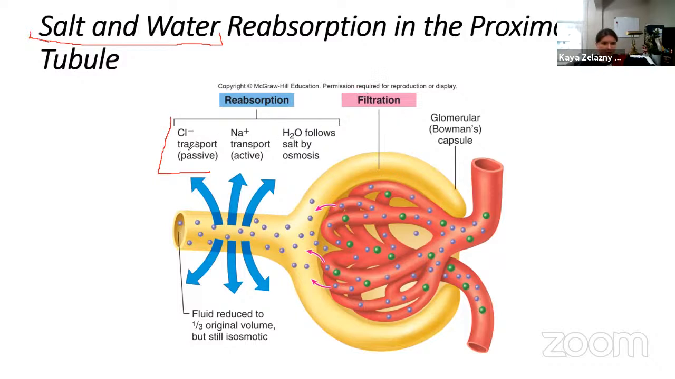But we did have salts, so our chloride ions, our sodium ions, and water moving from the glomerular capillaries into the filtrate. They then make it into our proximal tubule, where they are mostly reabsorbed into the capillaries that would be lining here. So we'd have our efferent arteriole continuing along and becoming our paratubular capillary. That's where we're reabsorbing this stuff into. This reduces the fluid to about a third of the original volume.